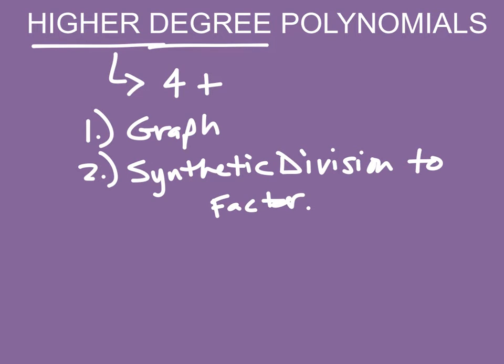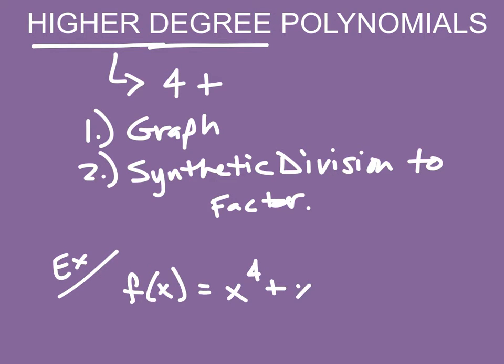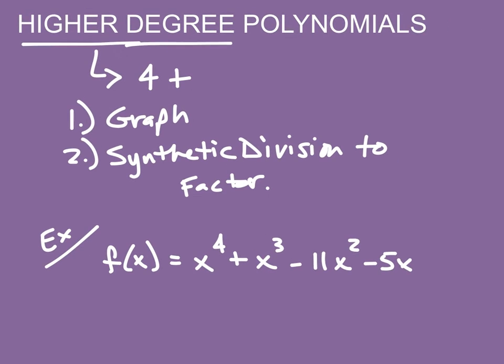So let's look at an example of a degree 4 polynomial. So f of x is going to be equal to x to the 4th plus x cubed minus 11x squared minus 5x and then plus 30, all right? Yuck. All right, so this is a polynomial that you're being asked to solve, all right? And you've got to factor this. You're going to have 4 solutions because your degree is 4, all right? So let's go through this.